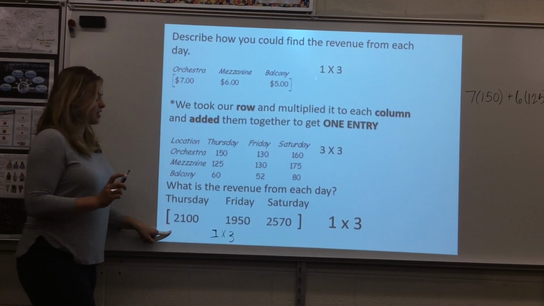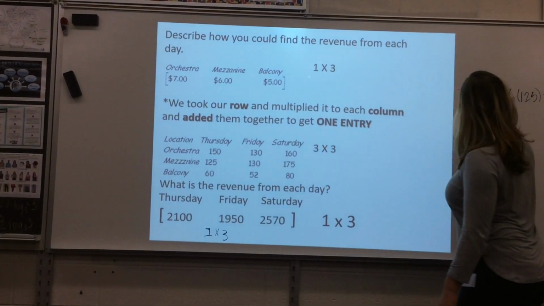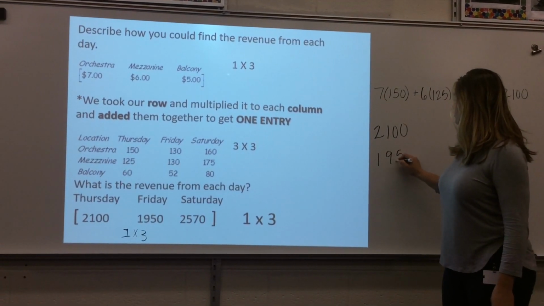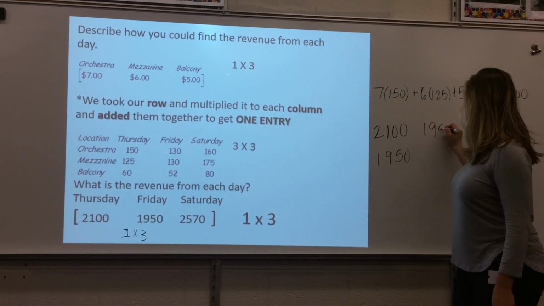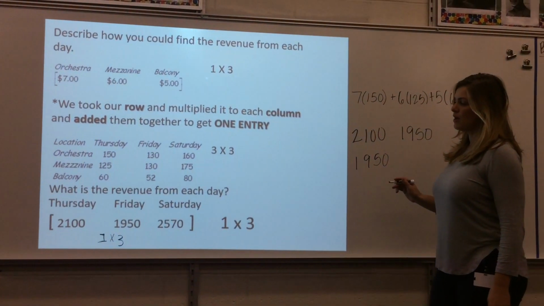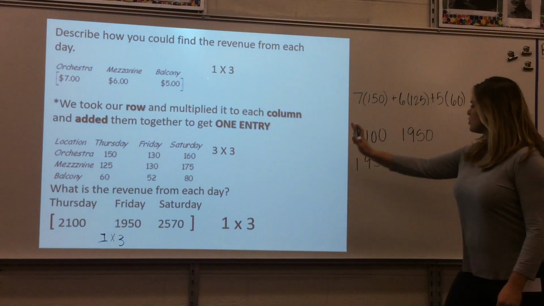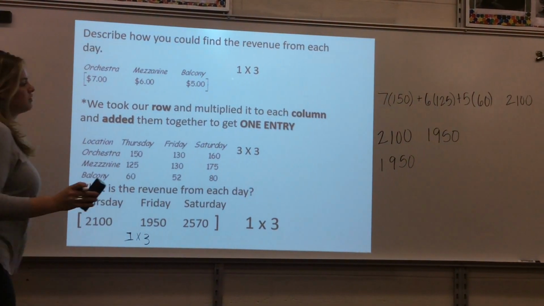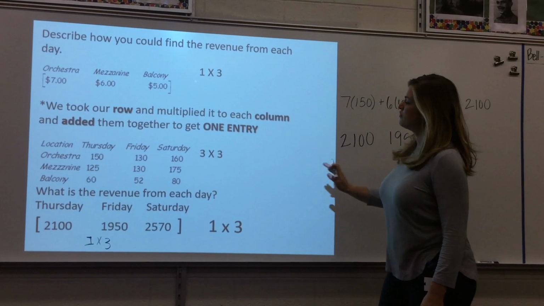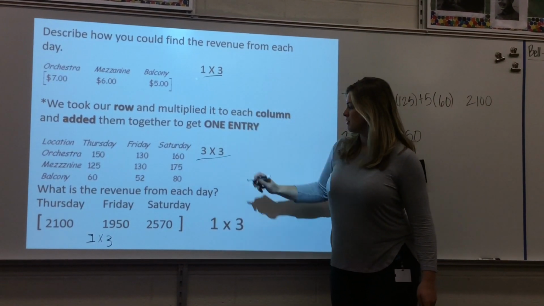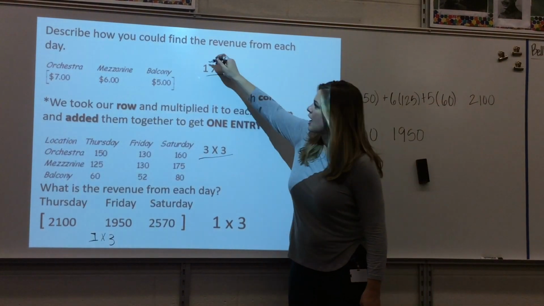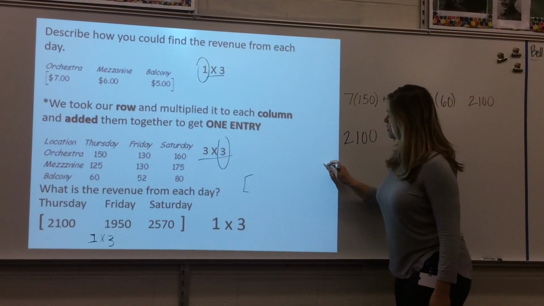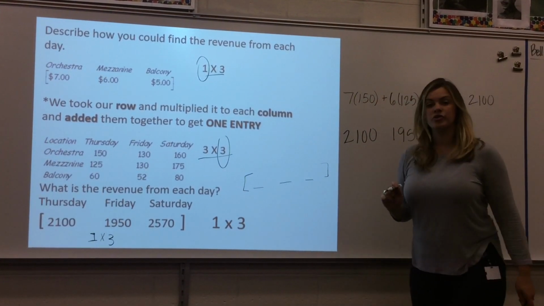There might be some confusion as to when I put 2,100, do I put 1950 here? Or do I put it here? Well, if you're moving to the next column, your entry should go into the next column. Or another way to set it up is to figure out what you're going to end up having. Okay, you're going to end up having a 1x3 matrix. So you can set up that framework to know where you're going to put your entries.